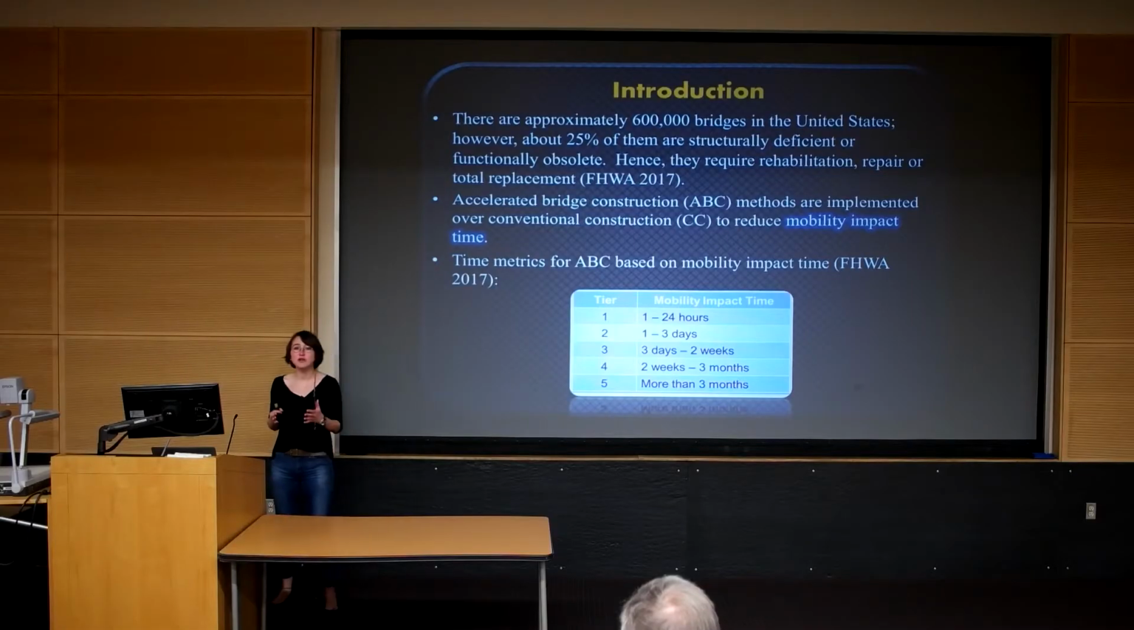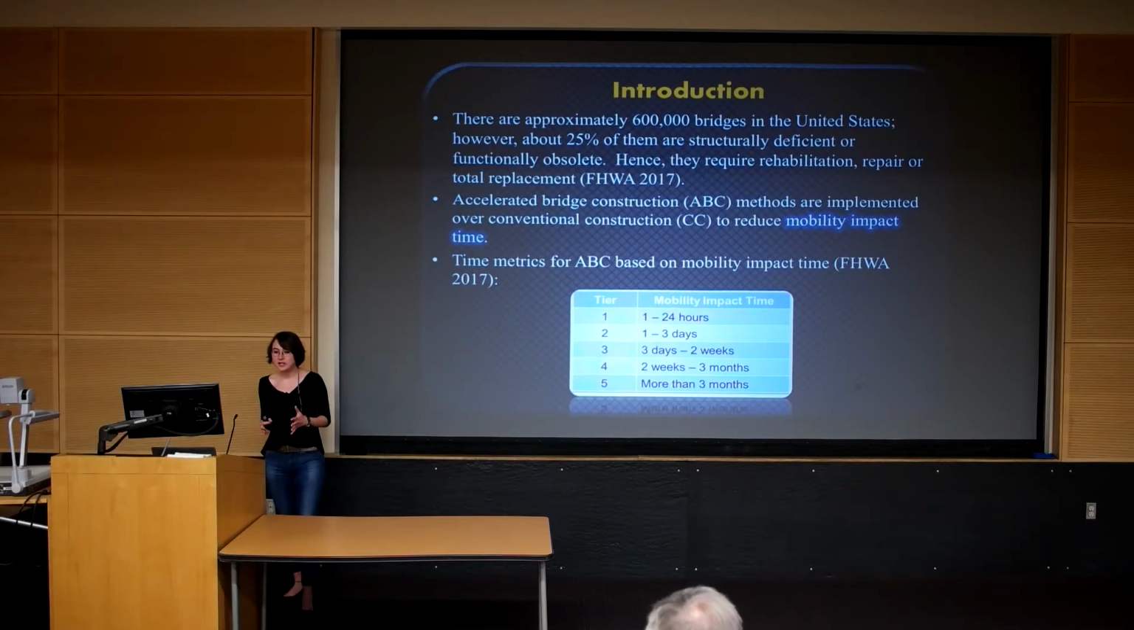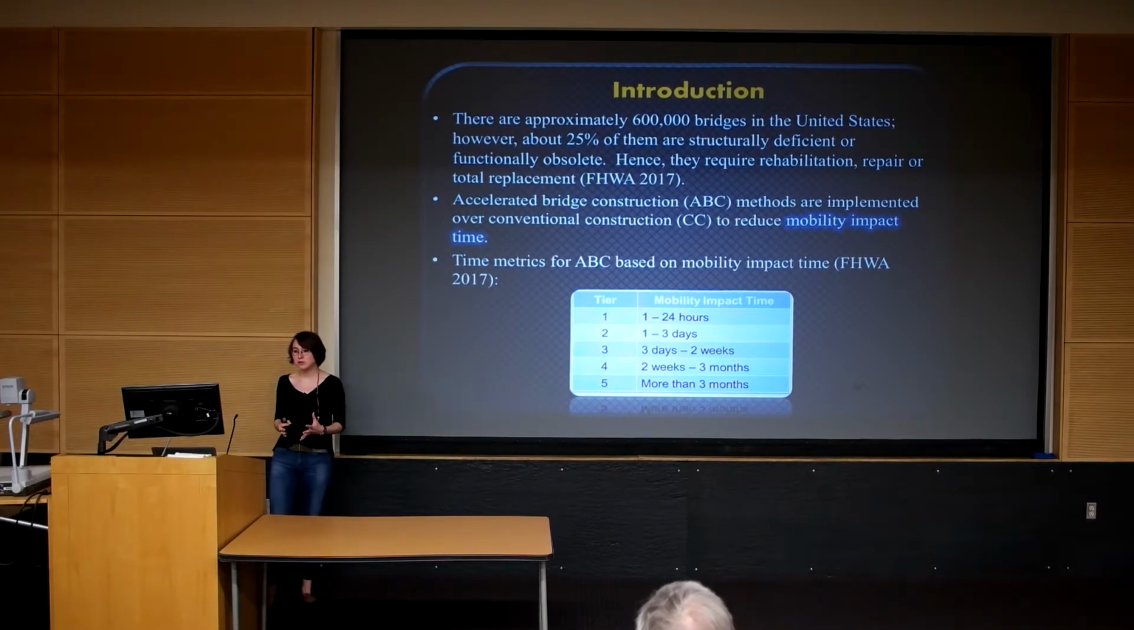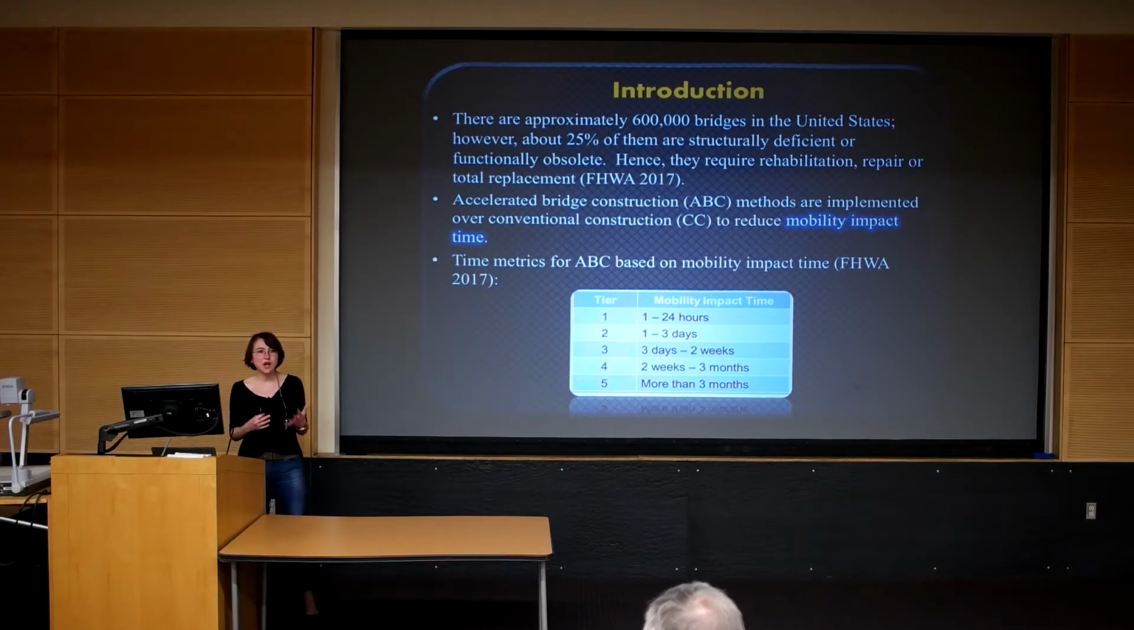Bridges are important components for non-motorized and motorized traffic, and the health of the bridge system assures the integrity of the transportation network. However, there are 600,000 bridges in the United States, and 25% of them are deficient or functionally obsolete, so they require rehabilitation or total replacement.